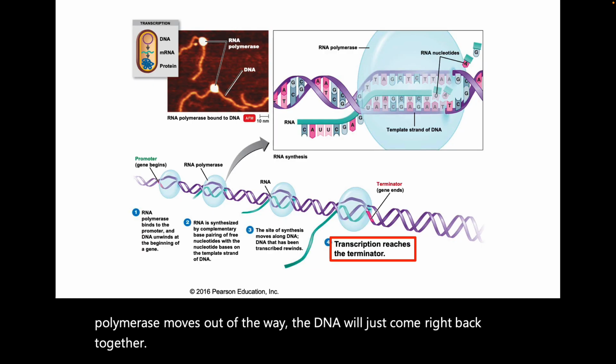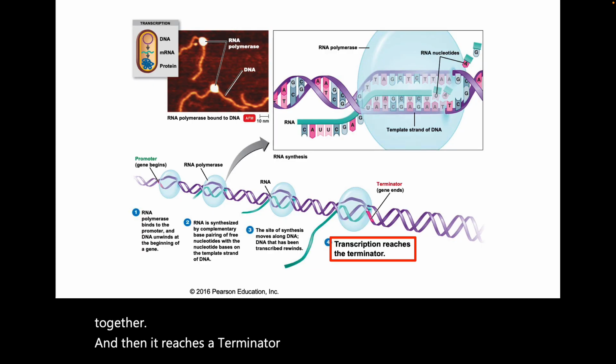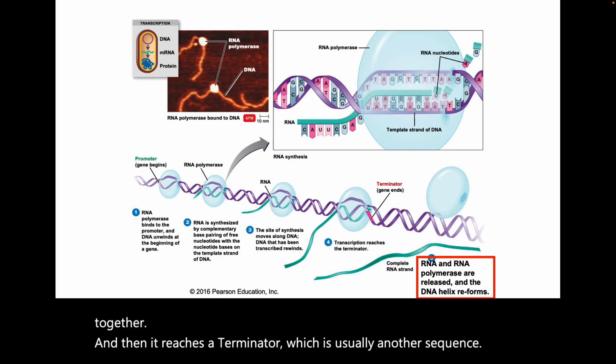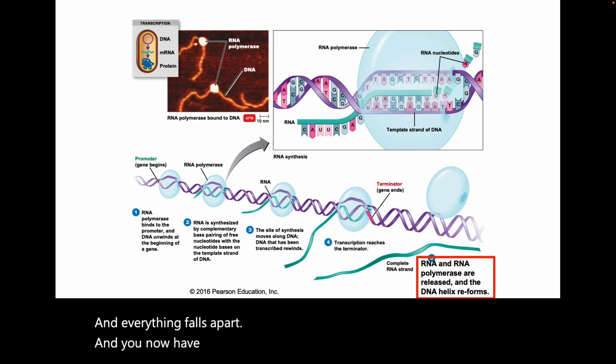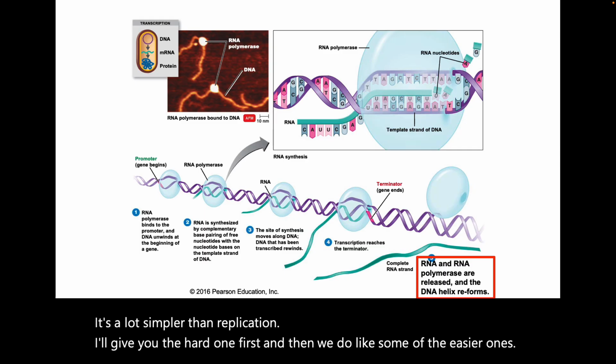And then it reaches a terminator, which is usually another sequence, and everything falls apart. And you now have a free molecule of RNA. It's a lot simpler than replication. I'll give you the hard one first, and then we do some of the easier ones. That's transcription.